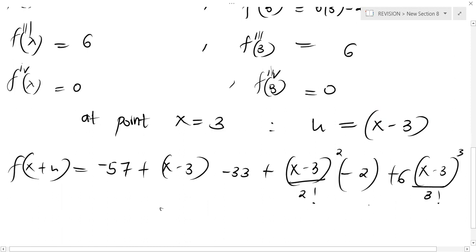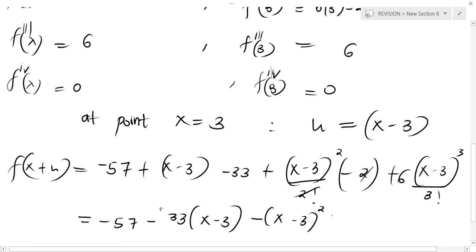And clearly, this is how we go about this particular expansion. So this generally just gives us minus 57 minus 33 times x minus 3. And then here, these 2 can cancel out with the 2 factorial. Then we have minus x minus 3 squared. And then 3 factorial can cancel out with the 6, so that we have here plus x minus 3 cubed, which is our answer. That's how we go about that.